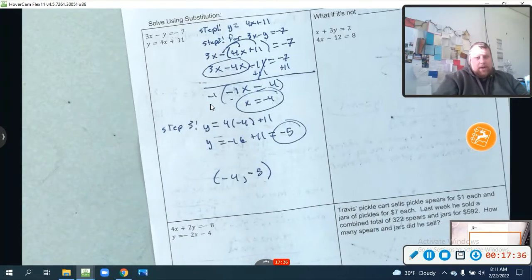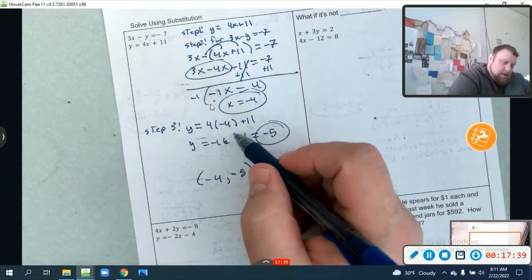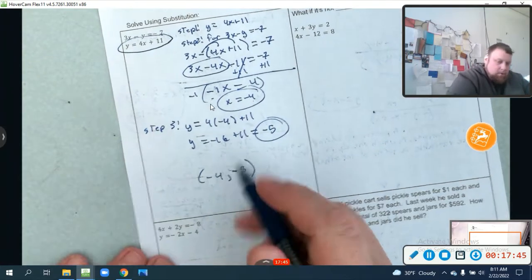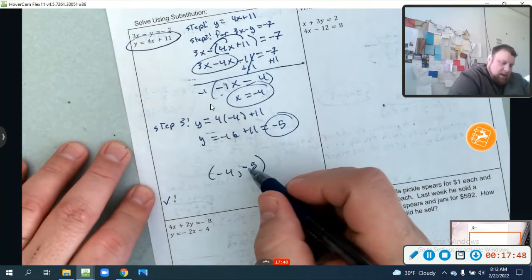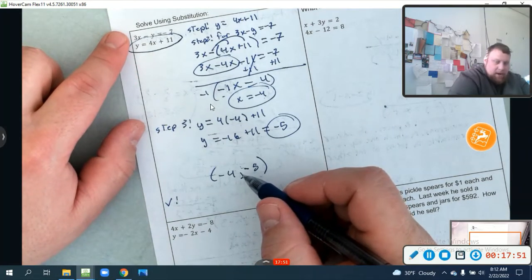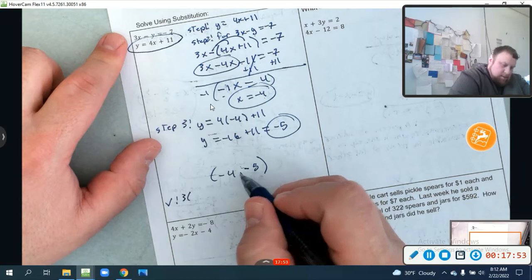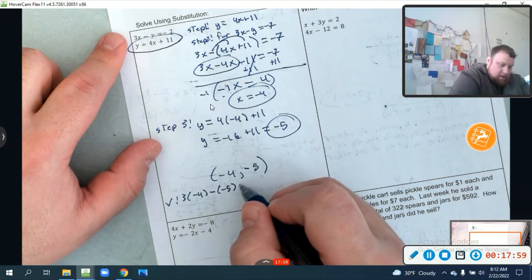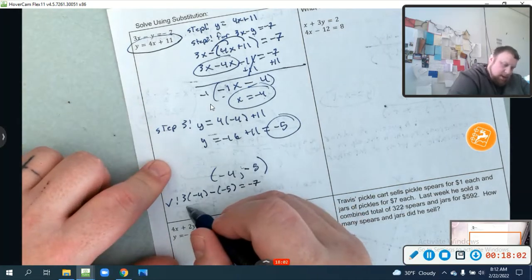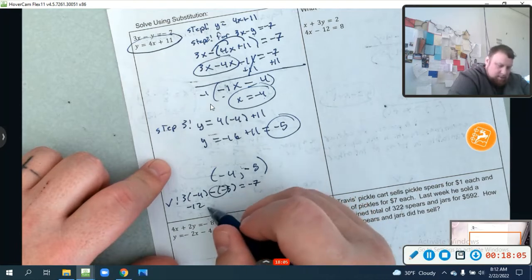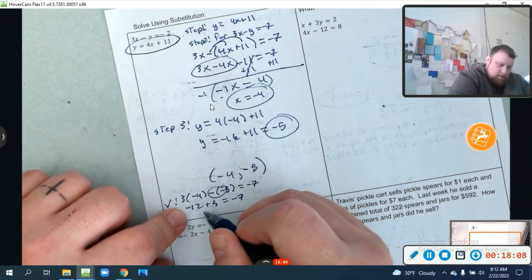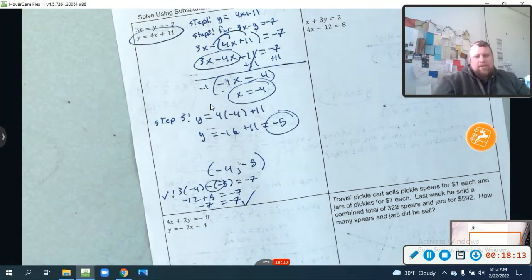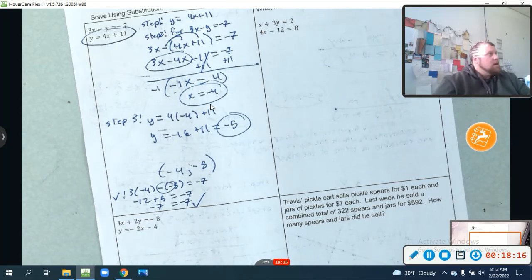And now, there's a way to check and see if this answer is right. Notice how I used this equation, y equals 4x plus 11, to solve it. I'm going to take this ordered pair, I'm going to do a check. I'm going to plug that back in to the other equation, 3x minus y equals negative 7. So 3 times my x value of negative 4 minus my y value of negative 5 is negative 7. Let's see if that's true. I get negative 12. And that becomes a plus 5 equals negative 7. What's negative 12 plus 5? Negative 7 equals negative 7. Is that true? Check. It's true. So we know we did it correctly. Awesome. Let's keep this rolling.